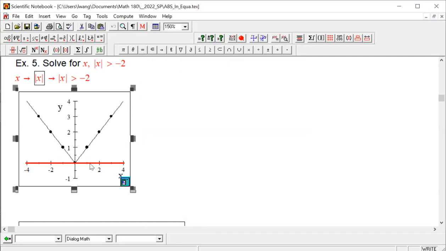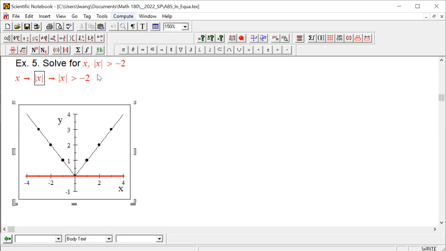So what does this mean? It means every input is a solution. Okay, every input is a solution because every input is larger than -2. So that's the graph. That's the function perspective.